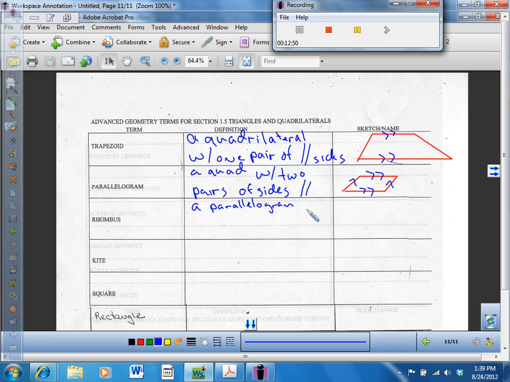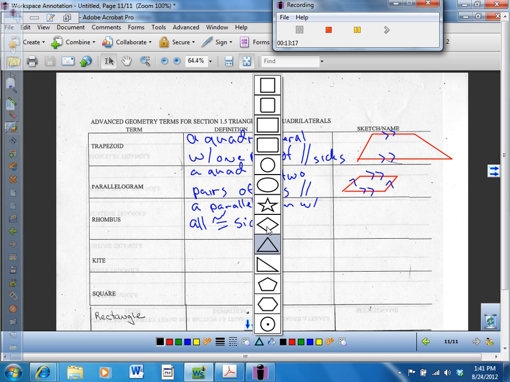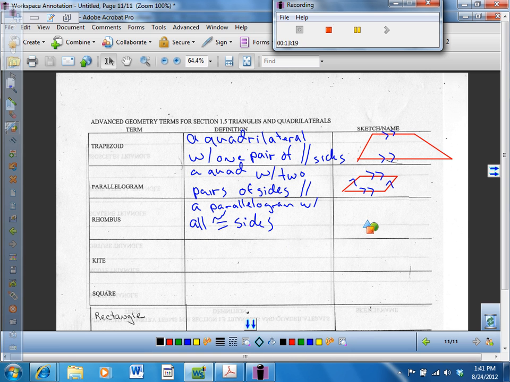I mean, not parallel, all congruent sides. Okay. With all congruent sides. I'll try to draw one of those. There must be a square? No, well, not... there was one. Let's see. Yeah, there's one kind in there. It looks more like a diamond, but let's see. That looks like a rhombus, right?